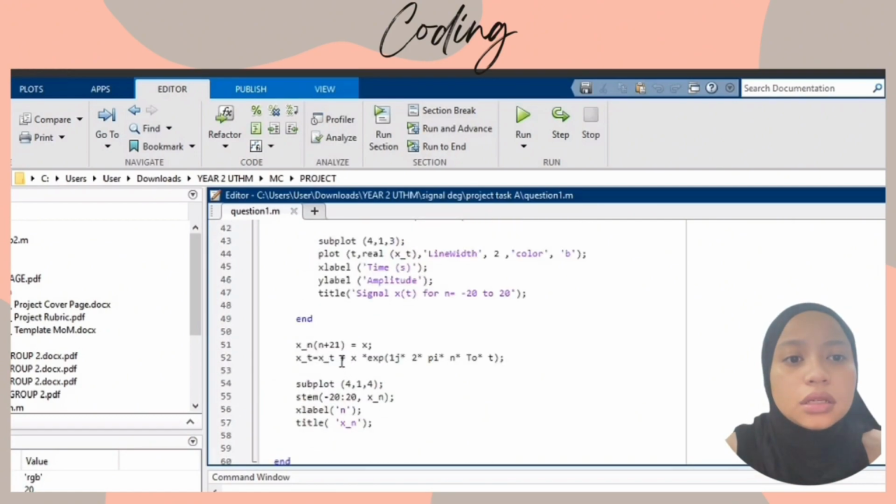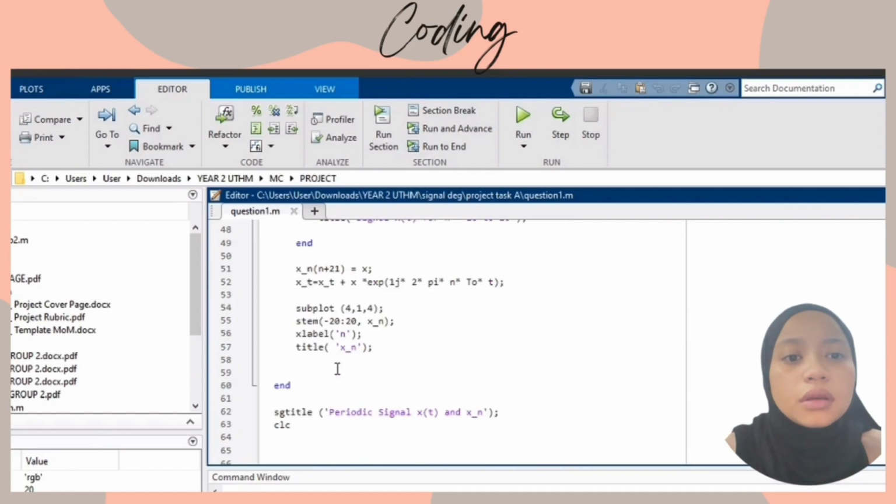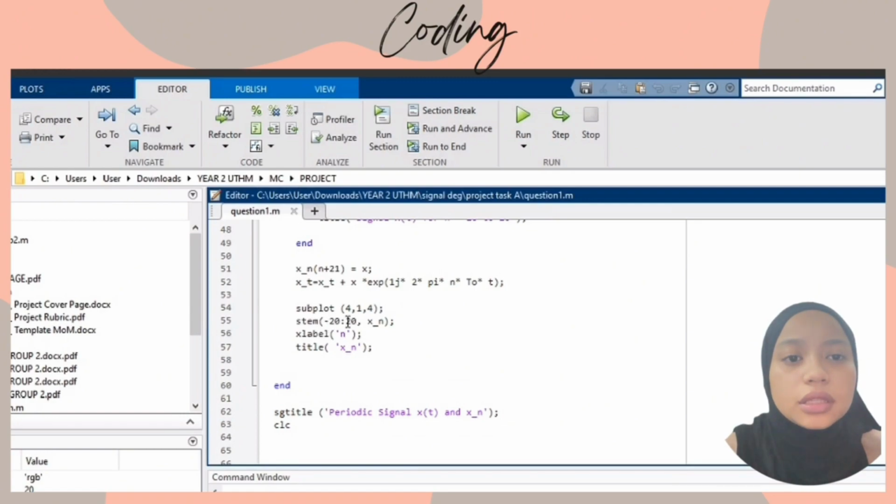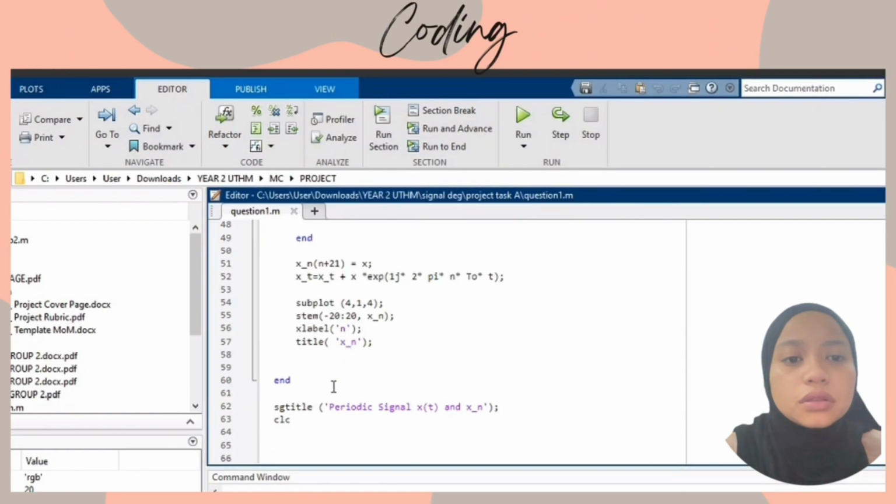And then the last signal we have mentioned is to produce the frequency domain of both graphs, in subplot 414. The range will be -20 until 20, with x label n, and the title is x(n). The last title is periodic signal x(t) and x(n).